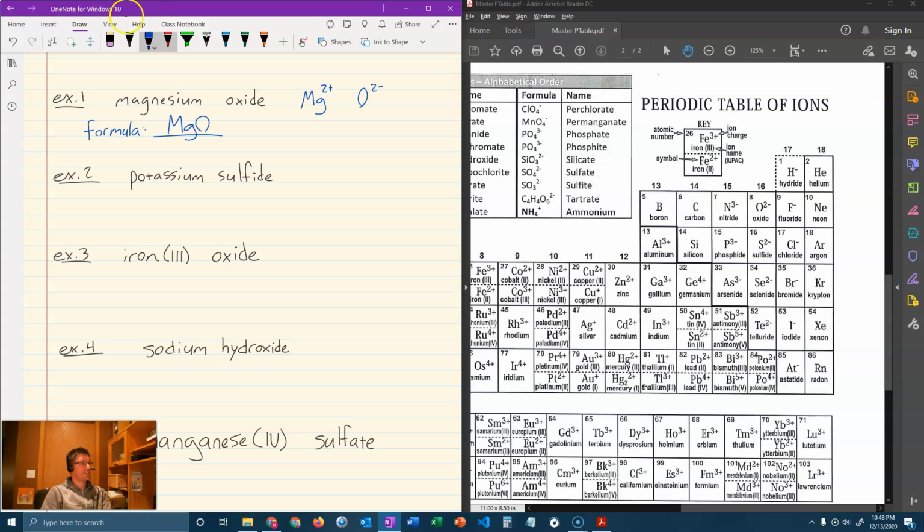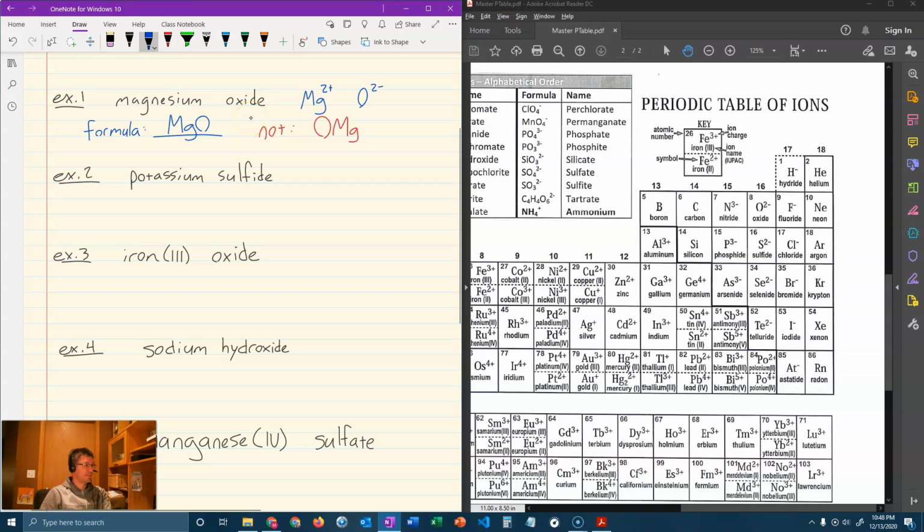Side note here, I wish we could do this, but you're not supposed to put the nonmetal first. You always put the cation before the anion, the metal before the nonmetal, the positive before the negative. If we could do it the other way around, then we could make OMG, and wouldn't that be fun? But unfortunately, that's not correct.